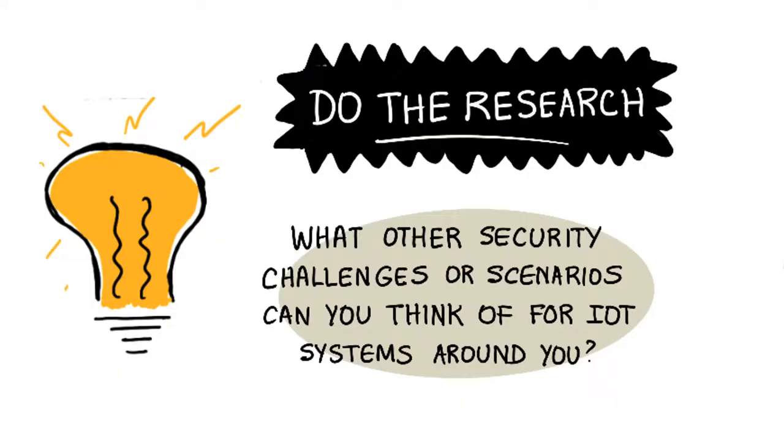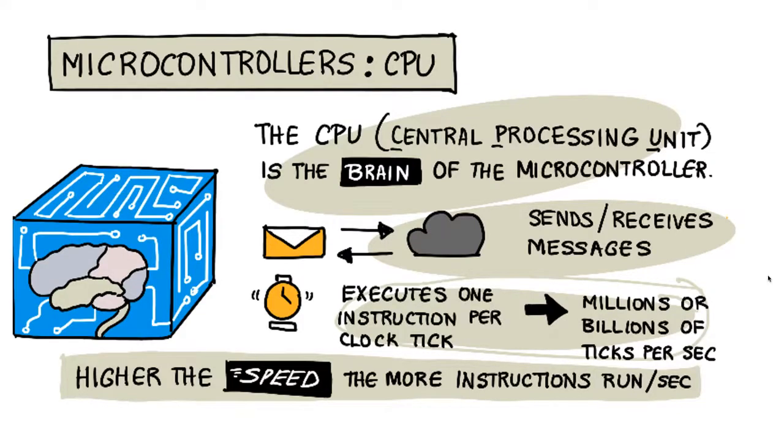And also, some more homework for you, something to think about. We can talk about this in office hours tomorrow: what other security challenges or scenarios can you think of for IoT systems around you? So what are some of the other security things you need to think about? Just think about that for a bit. And then maybe do some research, maybe Google IoT security, and then get scared and probably never want to use IoT devices ever again. Okay, so let's dive deeper into the things.